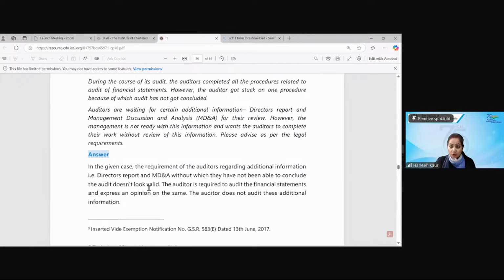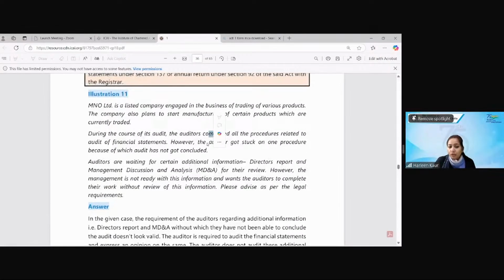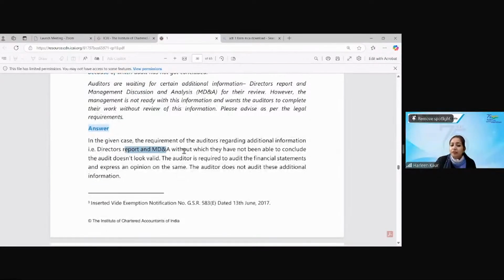If you are not giving me books of accounts, you're not giving me P&L, you're not giving me balance sheet, means you're putting a hindrance in my audit, then it is a valid requirement. But in this case, they have completed all the procedures, but they're still looking for the director's report and management discussion analysis. In all the above points, have we read that it is compulsory to give this director's report? Have we read that management discussion analysis has to be given? It says if this requirement is not making my audit invalid, then I will not be able to conclude that the audit doesn't look valid.